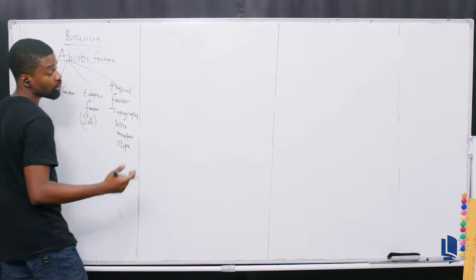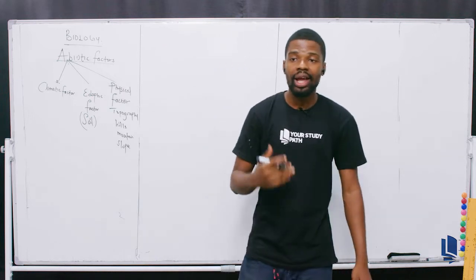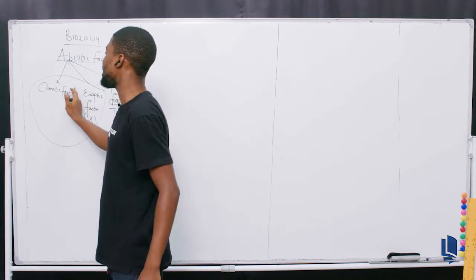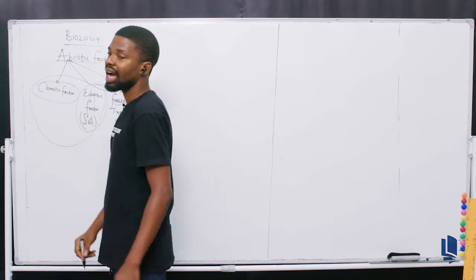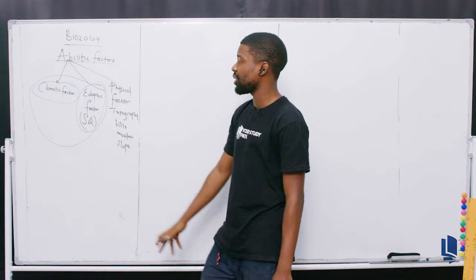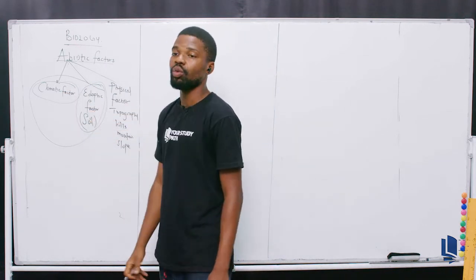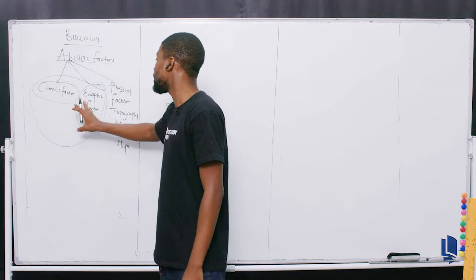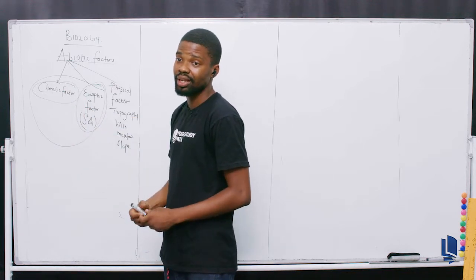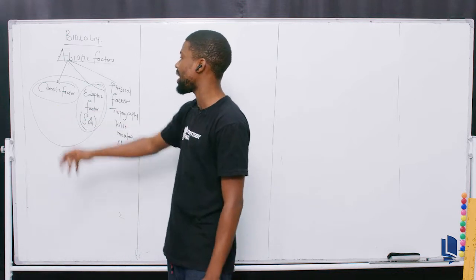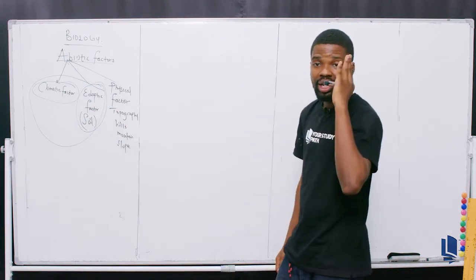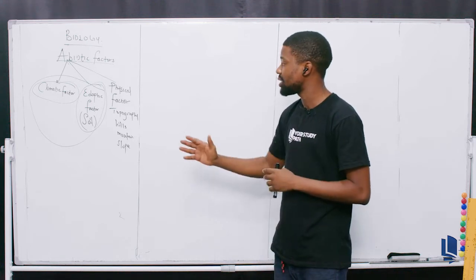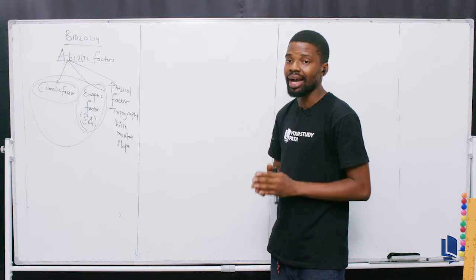But now, you who are writing JAMB, you who are writing WAEC, please let your focus be on these two: climatic factors and edaphic factors. Let your focus be here, because most questions come out from these two parts, and you can't escape any question from it. Do you understand me? So I need you to follow me here a lot and get it right.